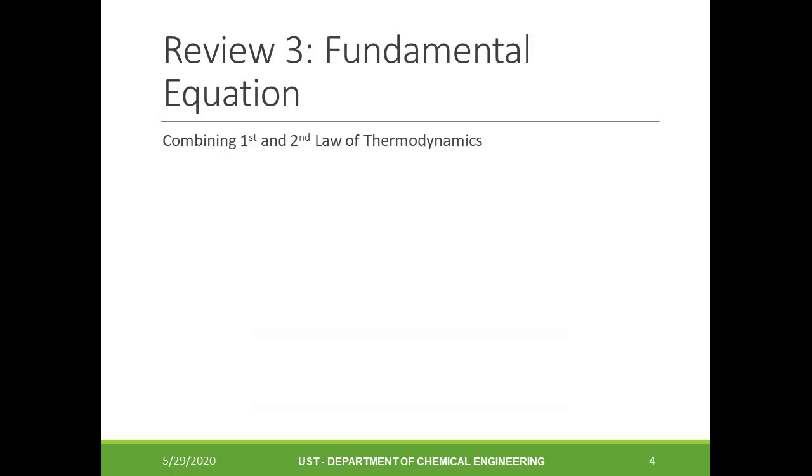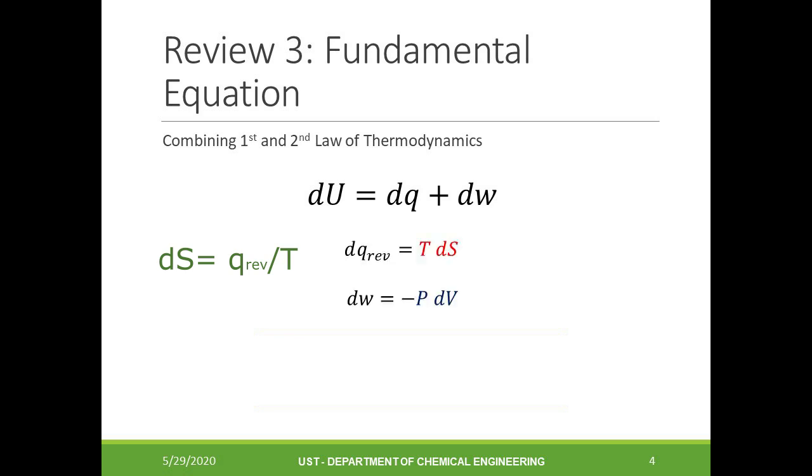Before we start with the derivations of the Maxwell relations, it is useful to combine the first and the second laws into a single mathematical statement. In order to do that, let us recall the first law of thermodynamics, which is shown here. The second law of thermodynamics is defined as the change in the entropy is equal to Q reversible over the temperature. And for a reversible change, it follows that dQ rev is equal to T dS.